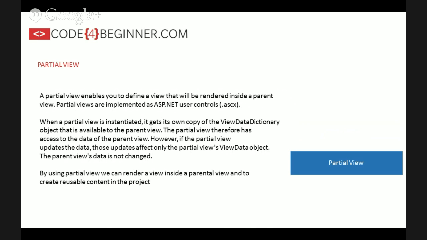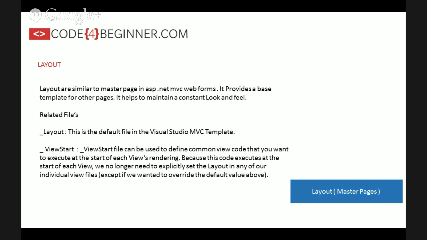Partial views enable you to define a view that will be rendered inside a parent view. Partial views are implemented as ASP.NET user controls. When partial views instantiate, they get a copy of the model. Ideally you can pass your model to the partial view, or a part of the model to the partial view. That is what it is. A layout is similar to a master page in ASP.NET MVC. It provides a base template. It gives you a consistent look.